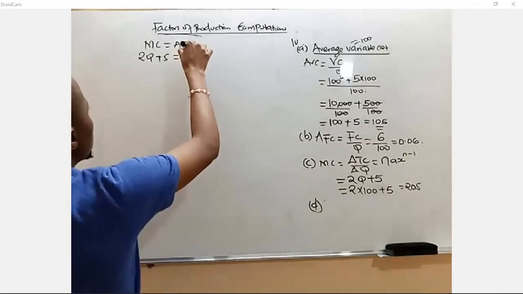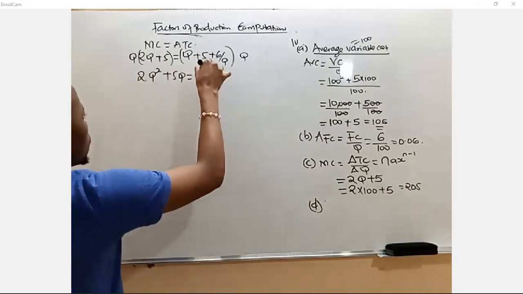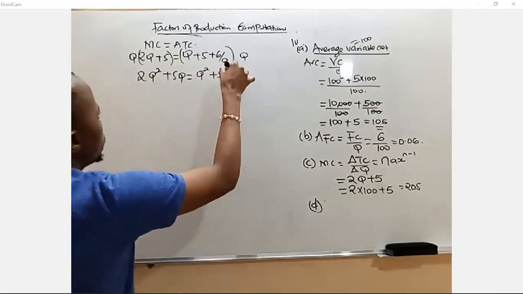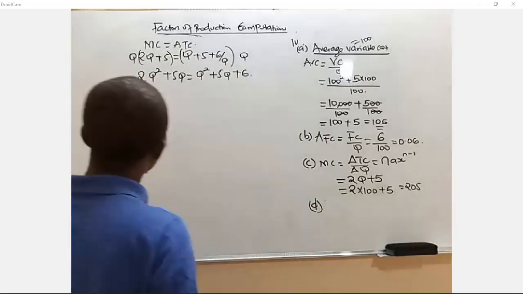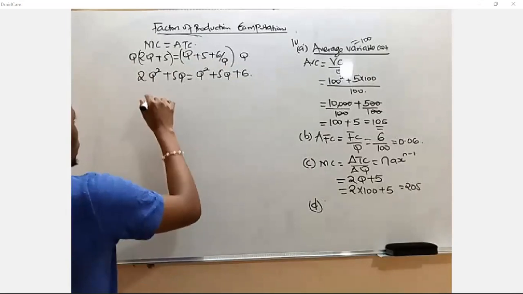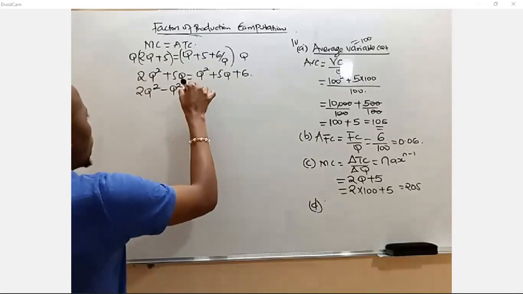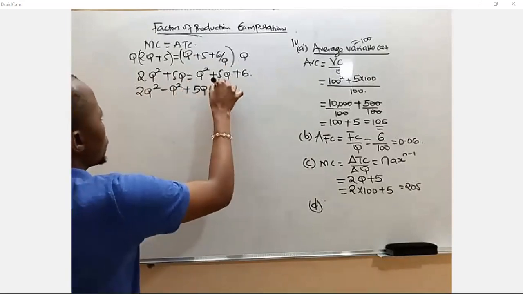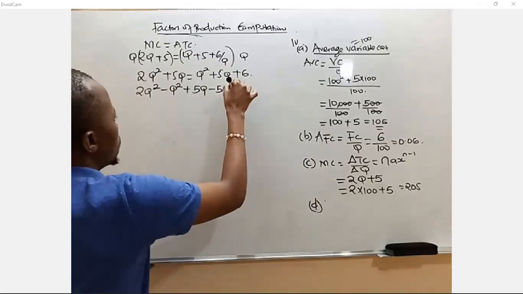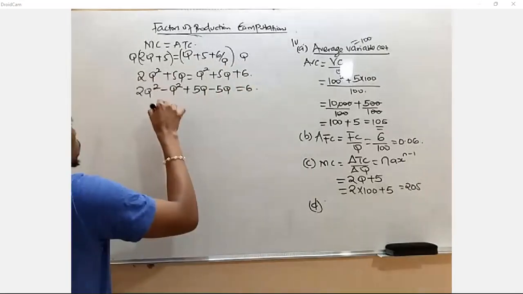And then we just multiply both sides with q. And there we are going to be having 2q squared plus 5q should be equal to q squared plus 5q plus 6. Correct, yes. It should be looking like that now. In this case, let us put the like terms together. It will be 2q squared minus q squared plus 5q minus 5q should be equal to 6. So it means that q squared is equal to 6.